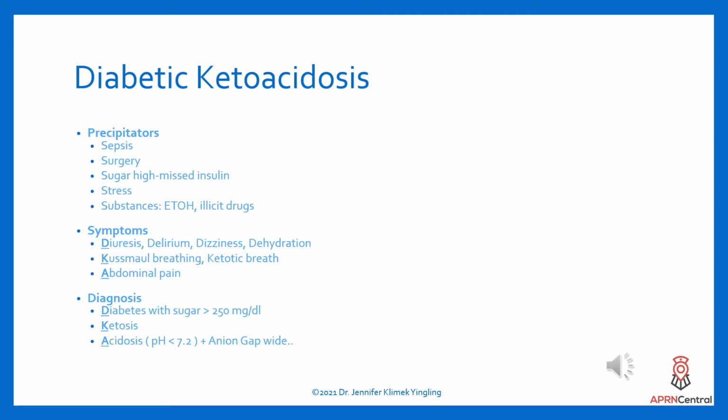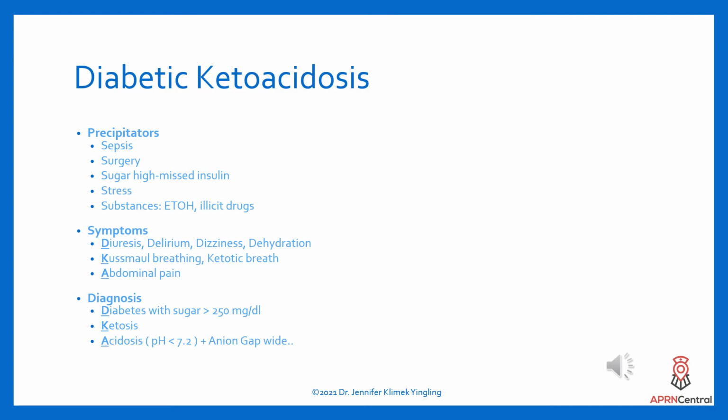Ketoacidosis is a serious condition, and you want to avoid it if you can with your patients by making sure that they have good glycemic control. But there are some things that can cause DKA, or diabetic ketoacidosis. It could be sepsis, surgery. It can be an individual who has missed insulin doses or can't afford the insulin anymore. Stress can exacerbate it, and substances like alcohol and illicit drugs.